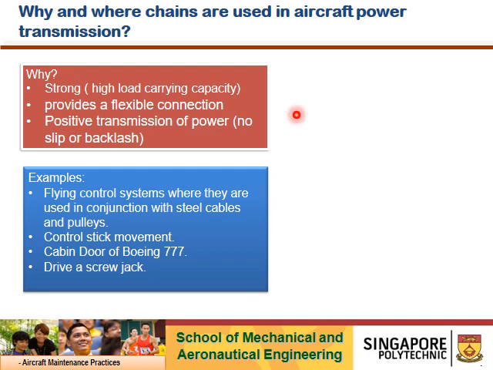Examples where we use chain drive would be the flying control systems, where they are used in conjunction with steel cables and pulleys, control column or stick movement, and the cabin door on the Boeing 777 or 737. Last but not least, the screw jack. The screw jack is a component that allows the horizontal stabilizer of the aircraft to pivot. So you may want to Google search more on aircraft screw jack.